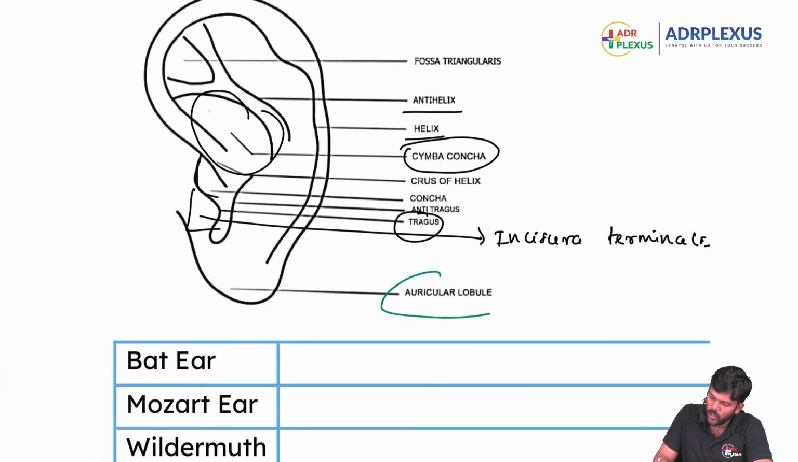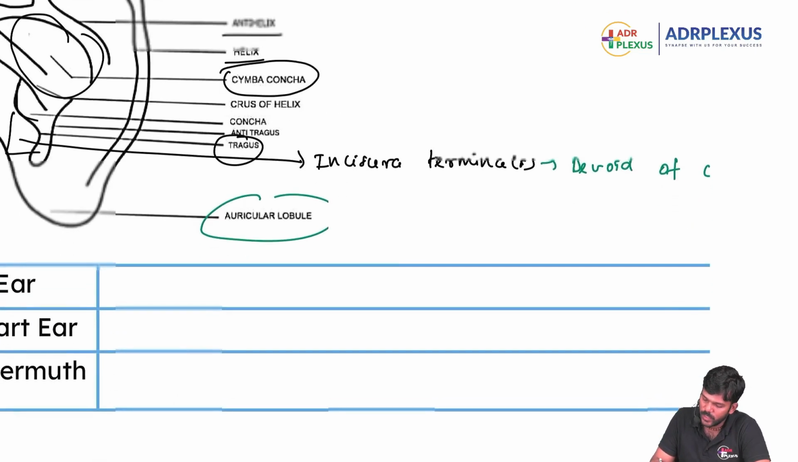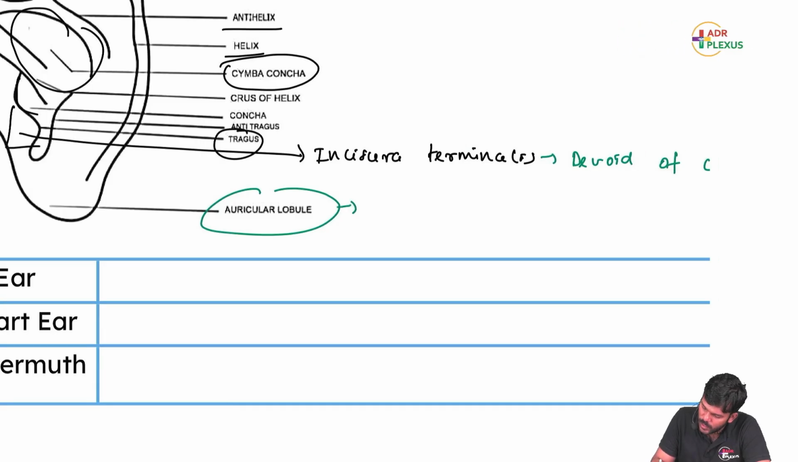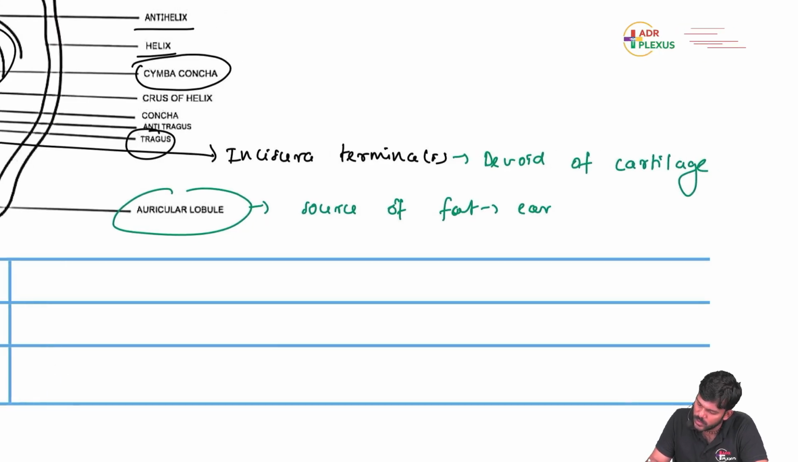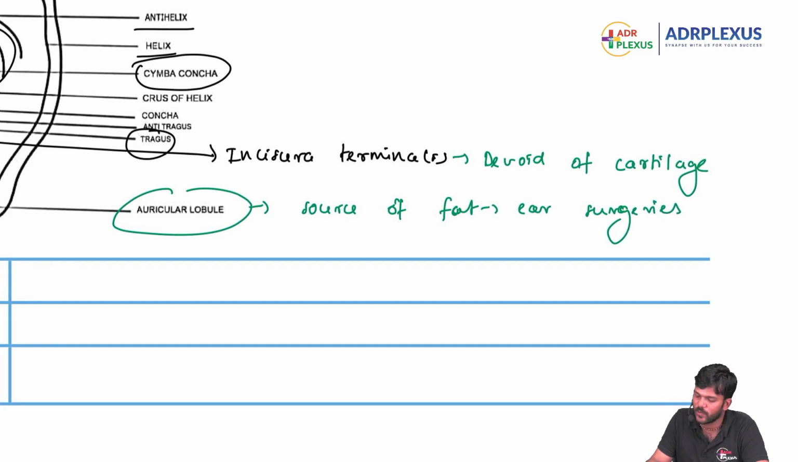This auricular lobule will be a source of fat. Okay, so this fat can be used for doing ear surgeries. This fat can be used as a graft in ear surgeries.